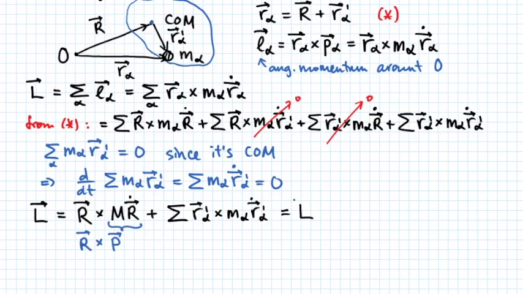So thus we get that the total angular momentum is broken into two parts. First, we have the angular momentum of the motion of the center of mass itself, as if it were a point particle with mass capital M, plus the second part is the angular momentum of motion relative to the center of mass.